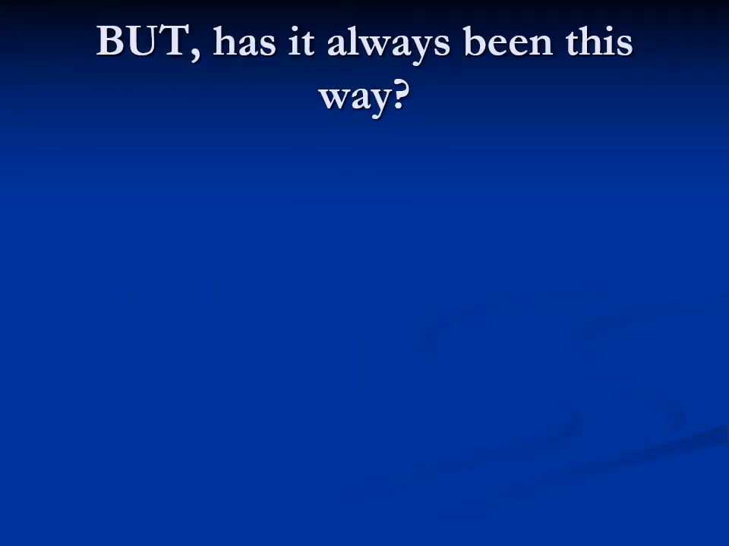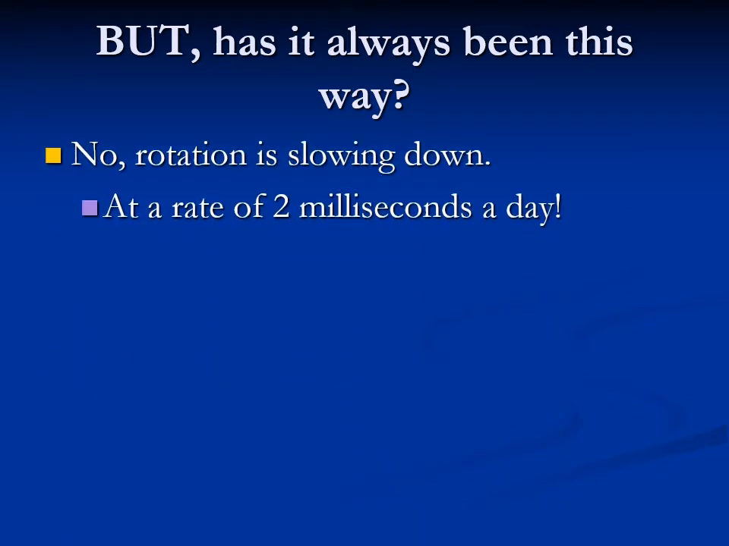But has it always been like this? Has a day always been that long? Has a year always been that long? And the answer is no. Rotation on the Earth's axis is actually slowing down. And it slows down at a rate of 2 milliseconds every single day.